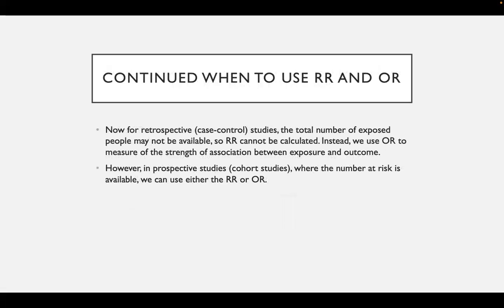However, whenever we have retrospective studies, as I mentioned earlier, the total number of exposed people may not be available, so the relative risk can't be calculated. In that instance, we need to use the odds ratio to measure the strength of the association. However, in prospective studies, so cohort studies, where the number at risk is actually available, we can use either the relative risk or the odds ratio. And that is why in this presentation, I used both methods: we had the number of people at risk, and we had the corresponding number of people that were infected. So we were able to calculate the relative risk and the odds ratio from that example.